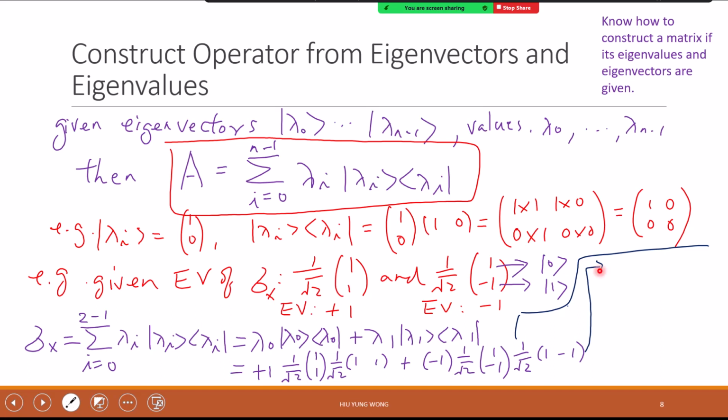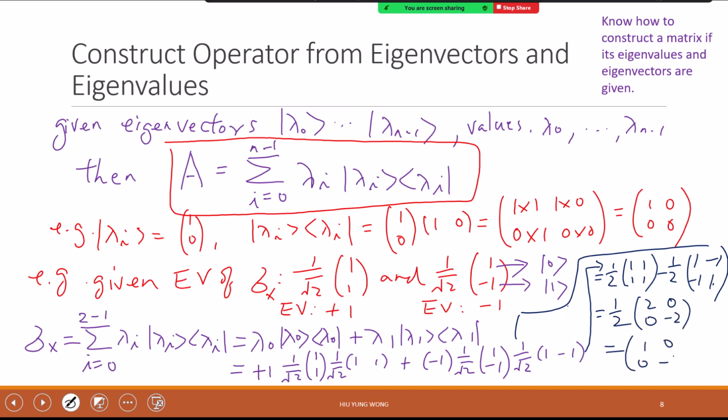You can see that this is going to be pretty straightforward, right? 1 times 1, 1 times 1, 1 times 1, 1 times 1. And then 1 over square root 2 squared, so 1 over 2 times 1, 1, 1, 1. Because this forms a 1, 1, 1, 1 matrix. And then 1 over 2, this is the eigenvalue. I have a negative here, so this one also has minus 1 over 2. This is negative 1, right? And then you see 1, negative 1, negative 1, and 1. You just go through the matrix multiplication: 1 times 1, 1 times negative 1, negative 1 times 1, negative 1 times negative 1. And you do the matrix addition. That will be 2, 0, 0, negative 2, which gives you 1, 0, 0, negative 1.